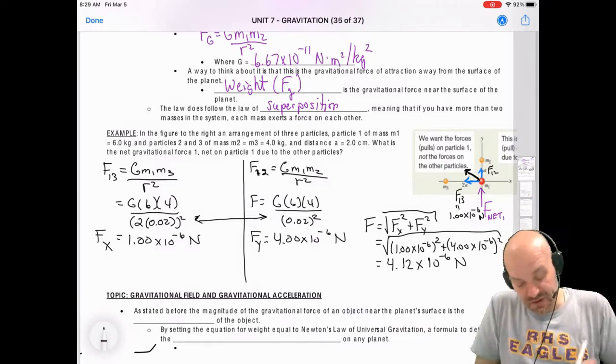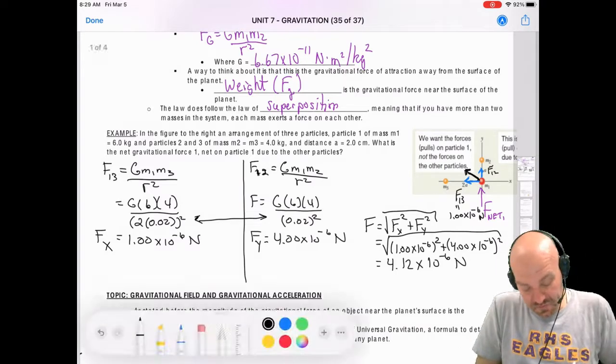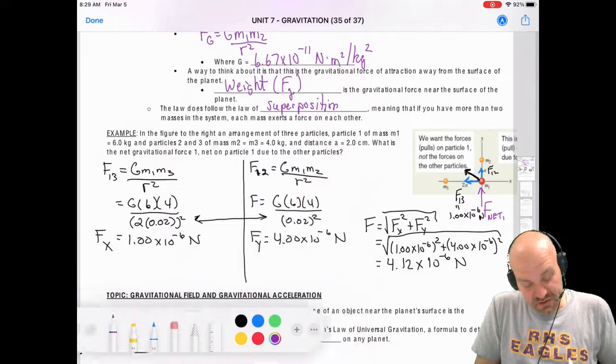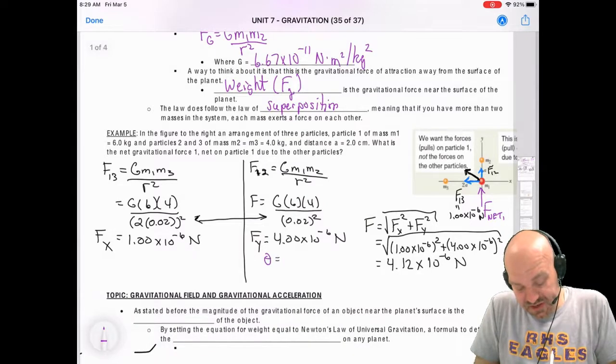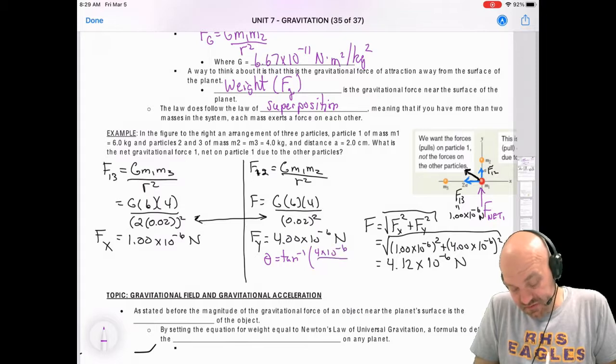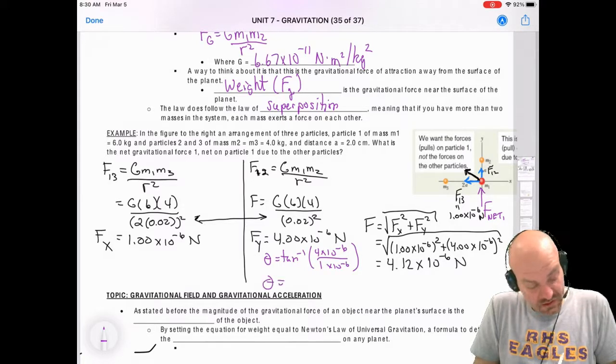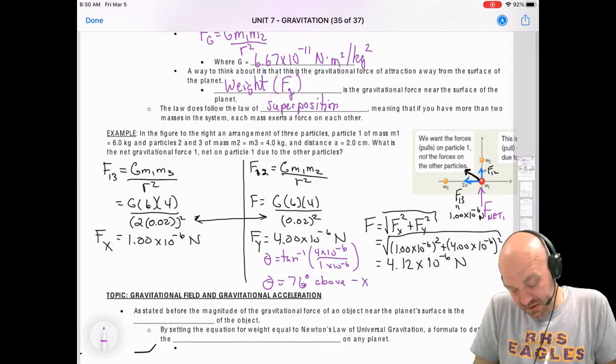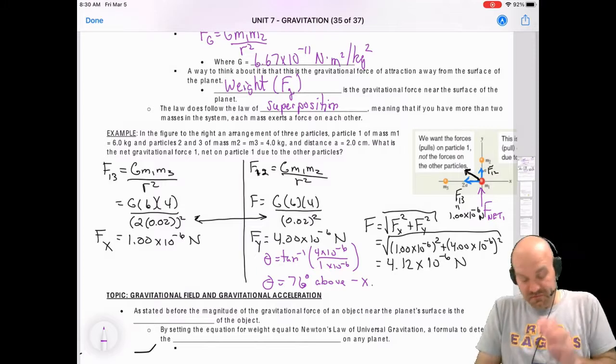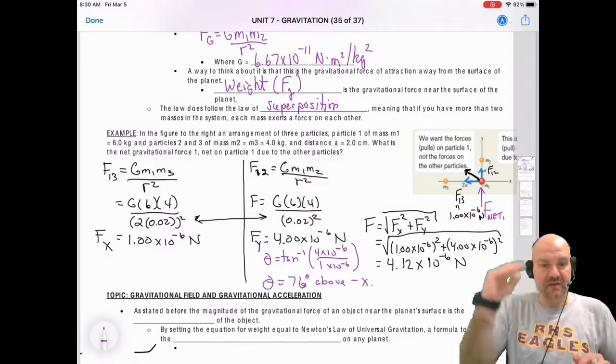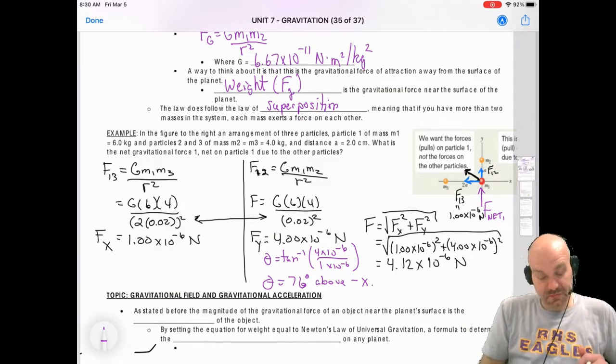And now we need to figure out the angle. And so the angle is going to be given by the inverse tangent of y over x. So 4 times 10 to the negative 6 divided by 1 times 10 to the negative 6. And we get an angle of 76 degrees above negative x, right? Because we're pointing up and to the left, it's going to be above negative x, okay?